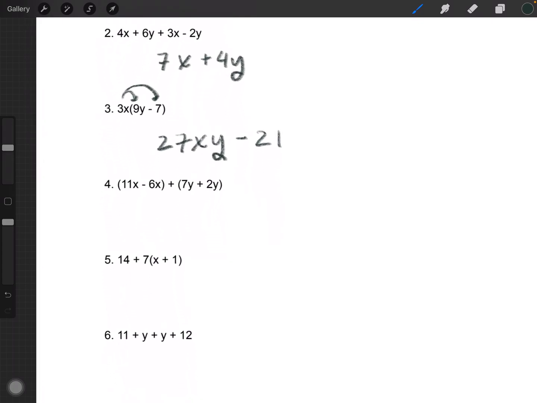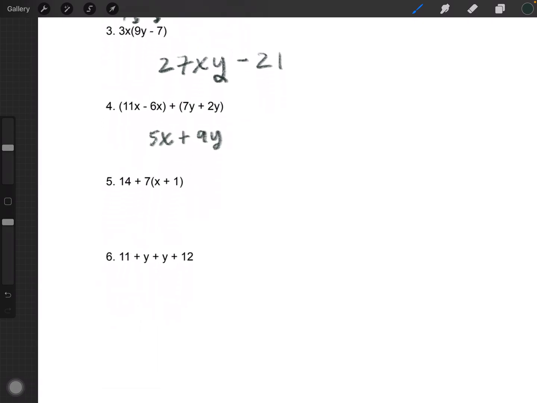In this one, we can see these two add together and these two add together. So 11x minus 6x is like 11 minus 6, because the variable is attached to the number, they're multiplied together, so it's one term, so that becomes 5x. And you want to add it to 7y plus 2y, which is 9y.